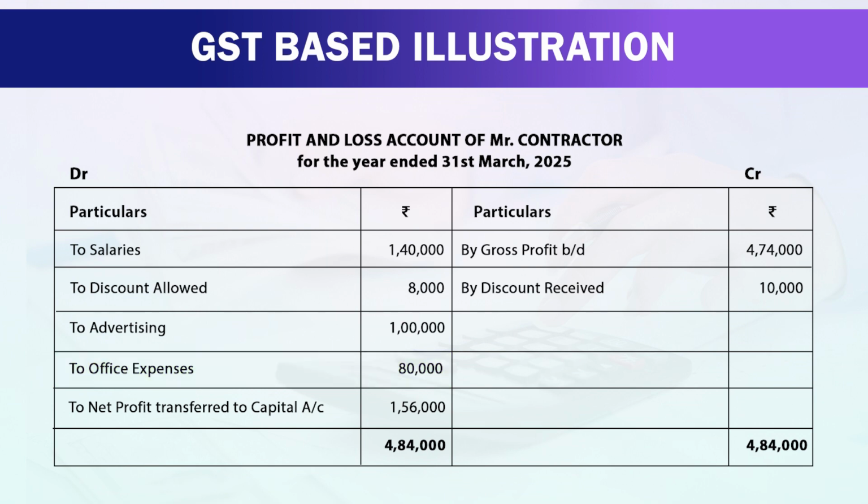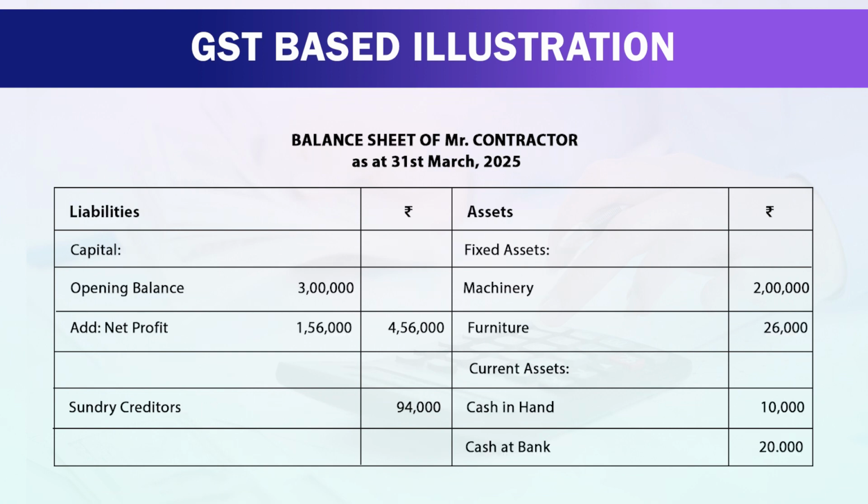Same way, here we have a higher total of the credit side than the debit side. So, the difference appears at the debit side, 1,56,000, and that is our net profit, and this net profit we will add in the capital of the owner. And now, let us have a look at the balance sheet.